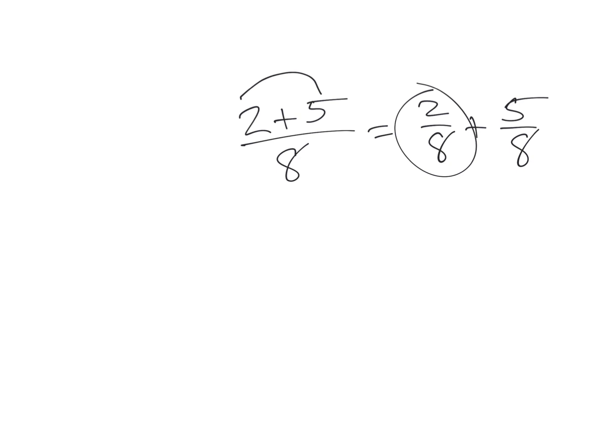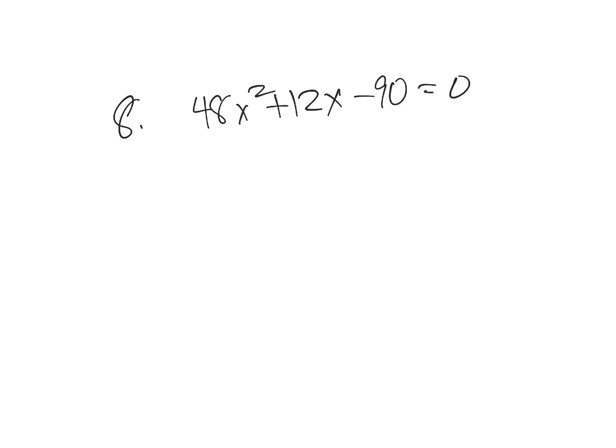All right, so let's do another factoring problem. Let me see here. How about this one, number 8? 48x squared plus 12x minus 90 equals 0. I'll give you a couple minutes here.